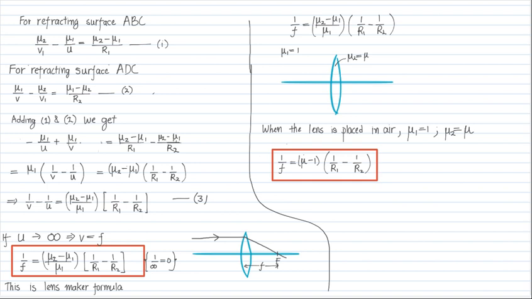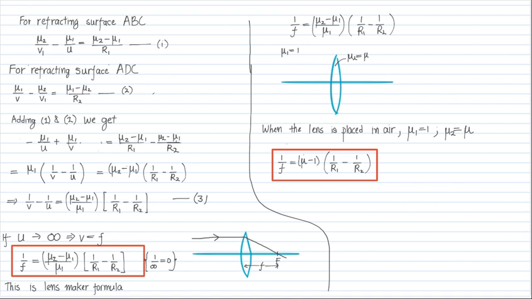Now before we proceed further, let us revise the lens maker formula. In our last class, we derived this lens maker formula. It states that 1 by v minus 1 by u equals (mu2 minus mu1) divided by mu1 times (1 by r1 minus 1 by r2), where r1 and r2 are the radii of curvature.